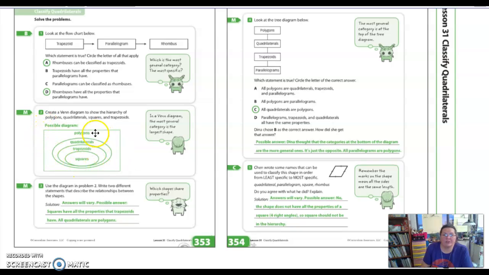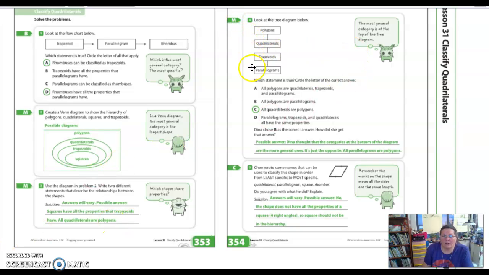On number 2, you should have drawn something like this in your book. The Venn diagram should look something like this. Number 3, squares have all the properties that trapezoids have, and all quadrilaterals are polygons. You should have written something along those lines.